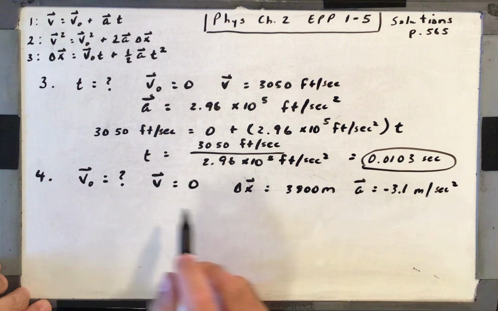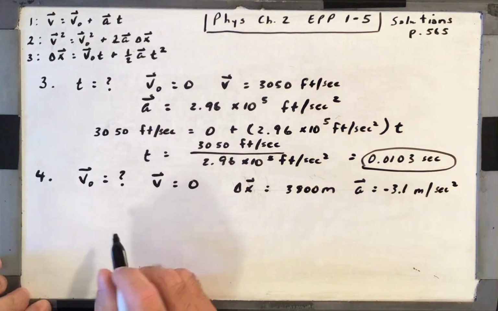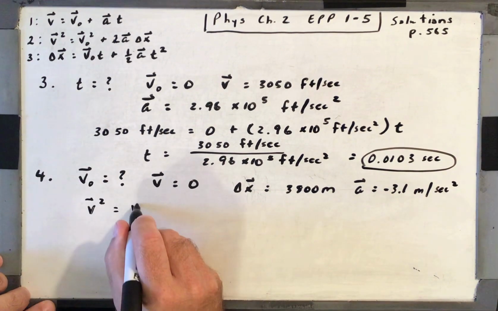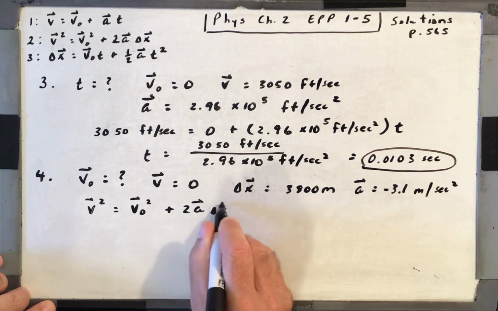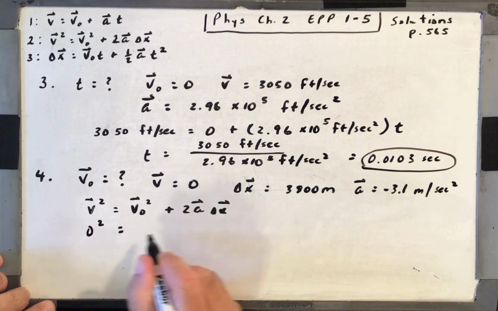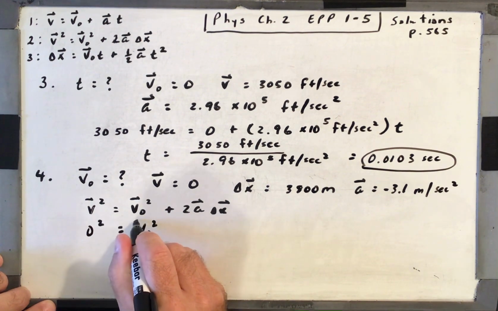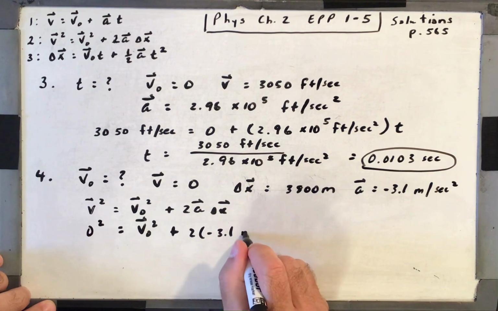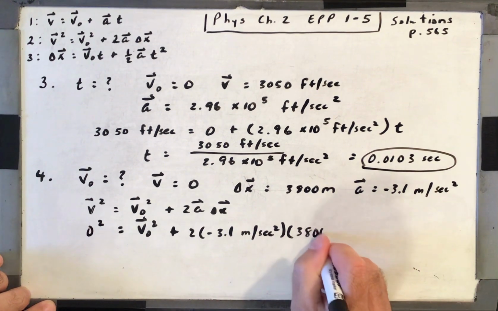Okay, no time is involved here. We want to know initial velocity, so it looks like we're using equation 2 here. Final velocity squared is equal to initial velocity squared plus 2 times acceleration times delta x. All right, so that's going to be 0 squared, or just 0, is equal to v naught squared, it's what we're trying to get, plus 2 times negative 3.1 times 3,800 meters.